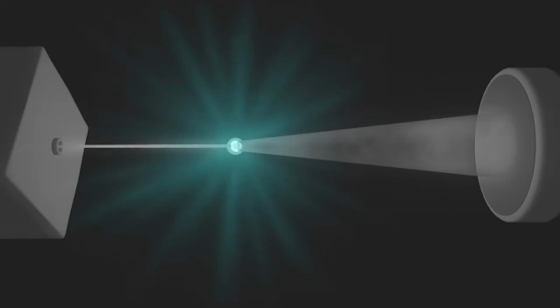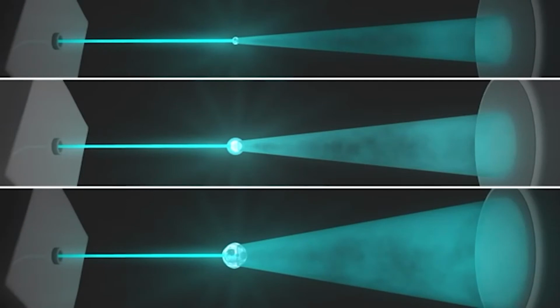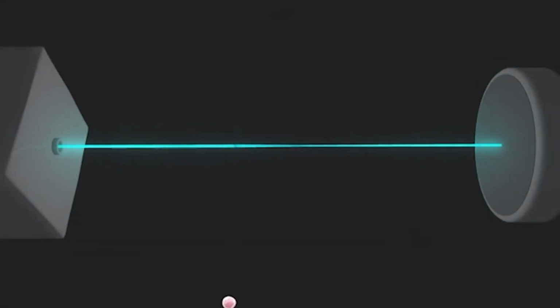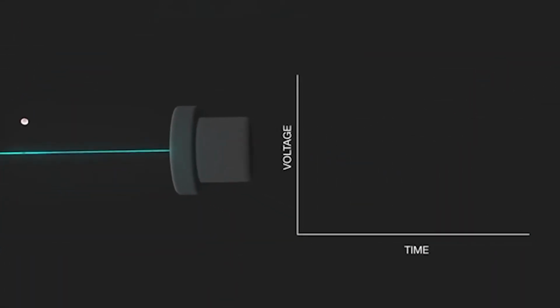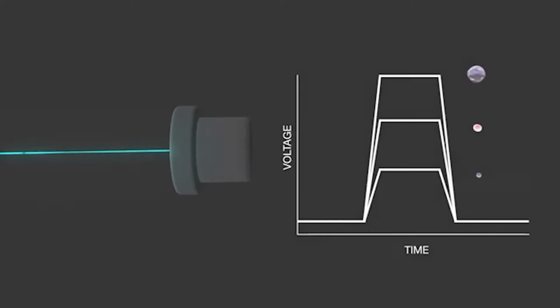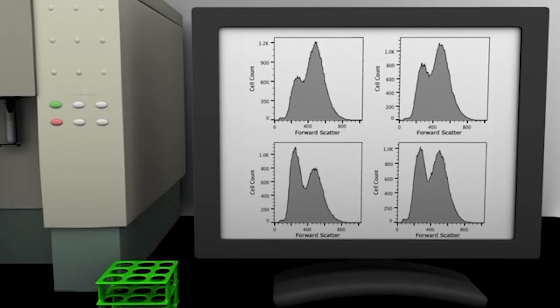The amount of forward scatter light for each cell is detected by a detector on the far side of the cells from the laser. The forward scatter is proportional to the size of the cells. The detector converts the scattered light into a voltage pulse, which is directly proportional to the amount of light. The computer converts this data into a histogram plot for the amount of scattered light.